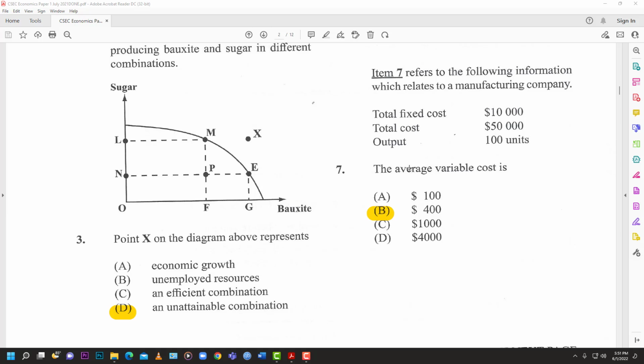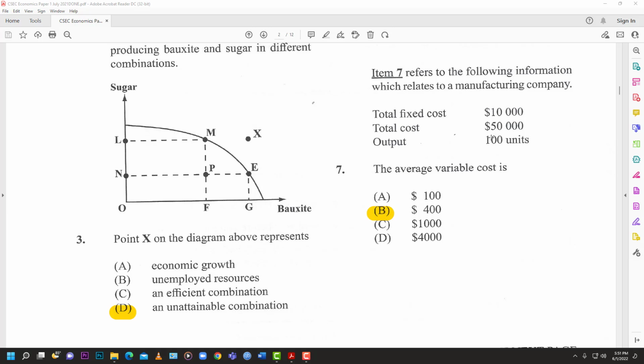Number 7 refers to the following information, which relates to a manufacturing company. So you have your total cost, 50,000, fixed cost, which is 10,000, output 100 units. What is the average variable cost? And remember, average would be the variable cost divided by output.